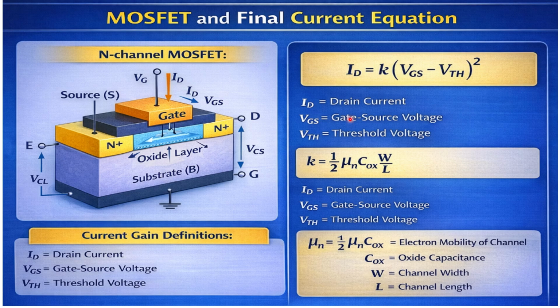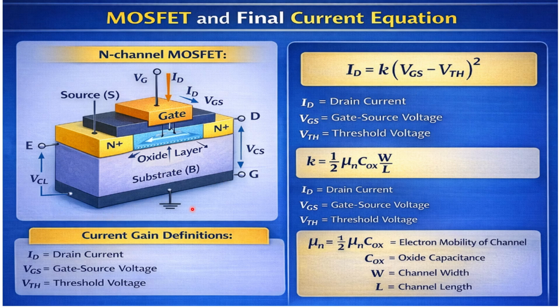This equation is very famous: ID is equal to K, where K is mu Cox W by 2L, and then VGS minus VTH whole square. This equation is valid only for the active region, that is after saturation, not in the linear region. In the linear region, ID is equal to K of VGS minus VT times VDS minus VDS whole square divided by 2. We will see both the equations and find out how they are derived.